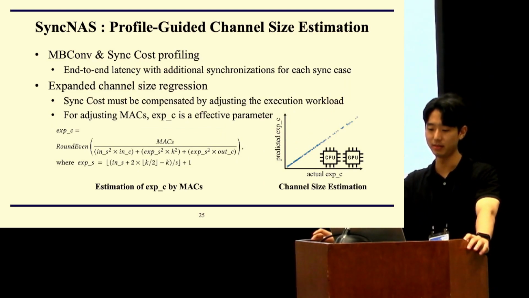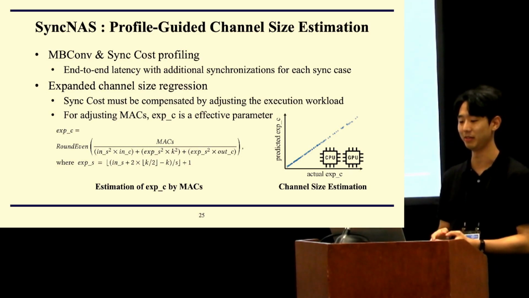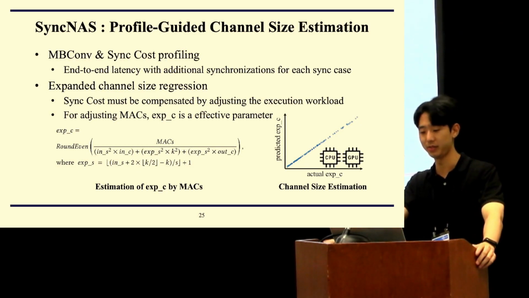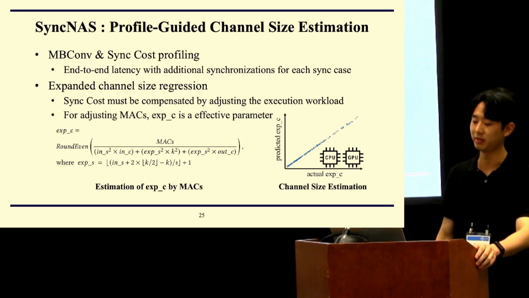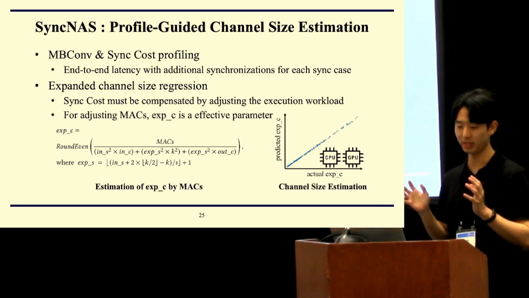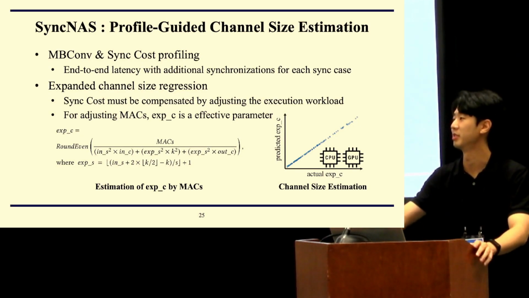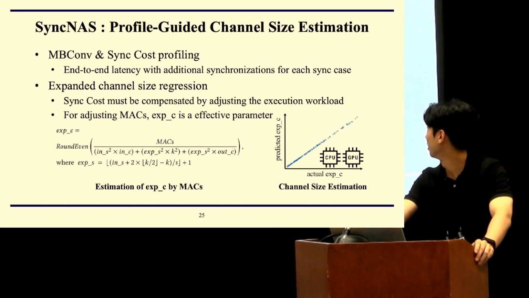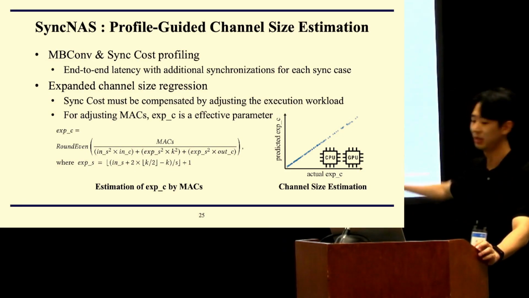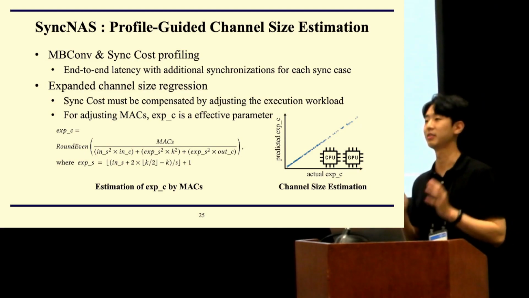And next, MBCon and sync cost profiling. For accurate modeling of expanded channels based on latency, we measure the end-to-end latency with additional synchronization for each sync case. And secondly, expanded channel size regression. Once the sync cost is profiled and determined, the cost must be compensated by adjusting the execution workload. As we mentioned in the previous slide, for adjusting MACs, the expanded channel is the effective parameter for compensating sync cost. And also by the equation below, once the required amount of MACs for the target MBCon is given, we can determine the expanded channel based on it.